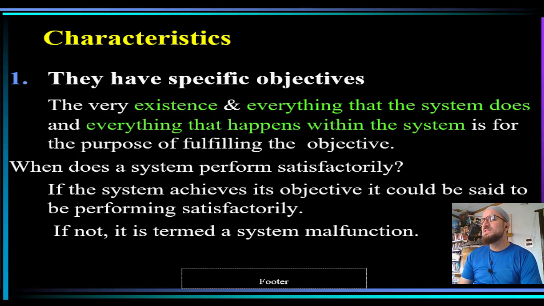So what are the characteristics of a system? Every system has a specific objective. Whatever the parts of a system are doing is only to fulfill that objective, and the system is performing satisfactorily when that objective is met, right? If that objective is not met, then there is a malfunction. It's as simple as that.